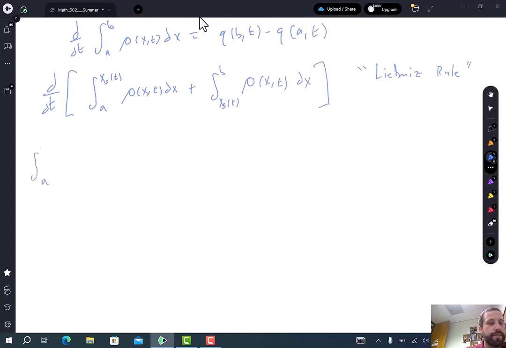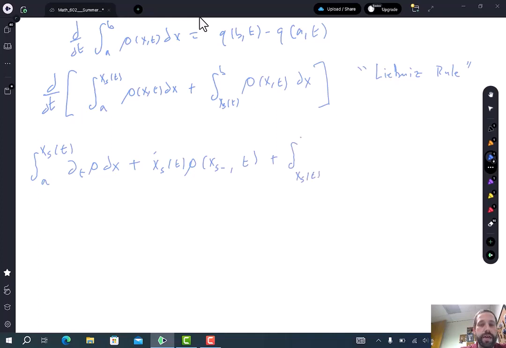It's the integral from a to xs of t of the t derivative of rho. And I'm not going to write all of the x and t arguments because there's going to be a lot. Plus the t derivative of xs of t, times rho. And I'm going to introduce some notation here and talk about it in just a second. S minus t, plus the integral from xs of t to b of the t derivative of rho, and then minus the t derivative of the shock times rho of s plus comma t.